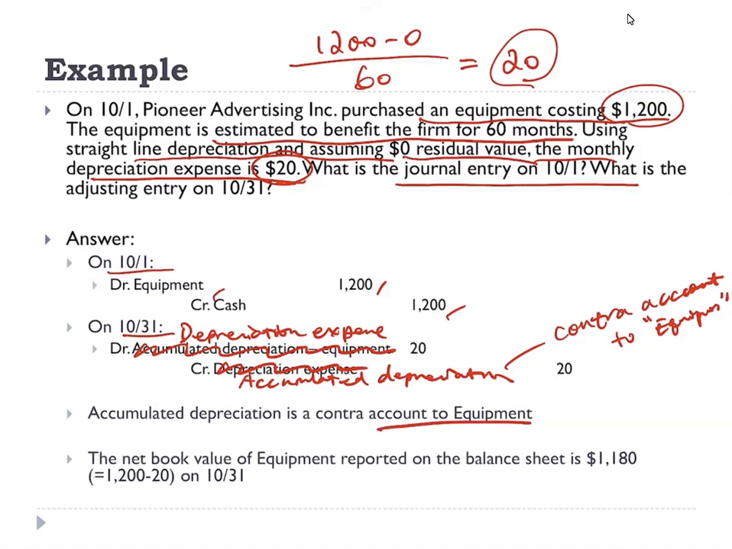And on the financial statement, the amount you are going to see is going to be the net amount of the equipment account and its contra account, which is accumulated depreciation. So the net book value of equipment that is reported on the balance sheet is going to be $1,180 on October 31st.